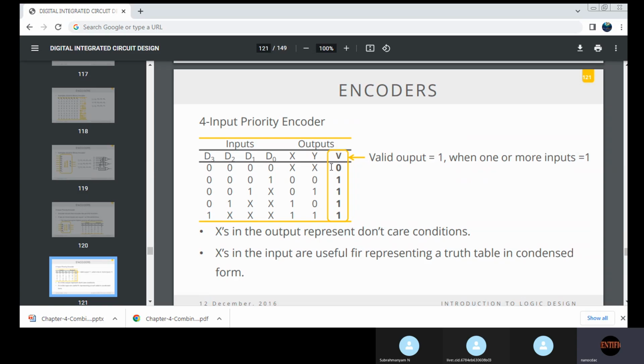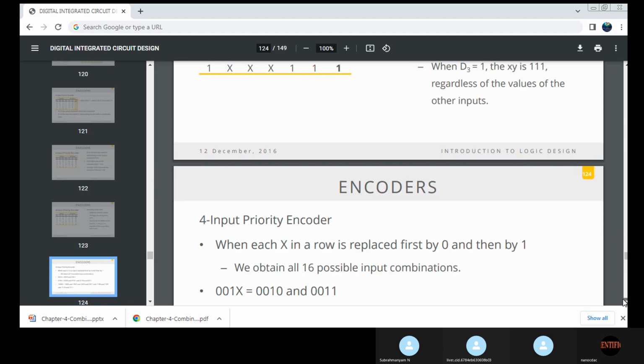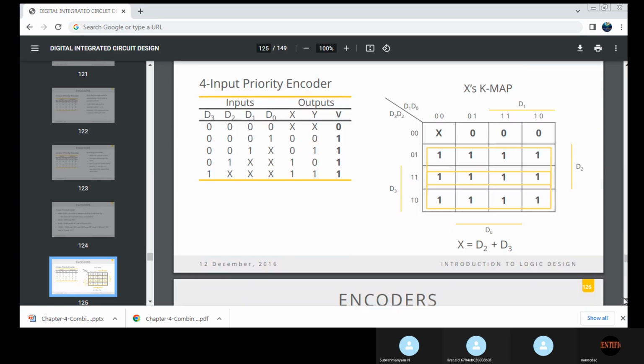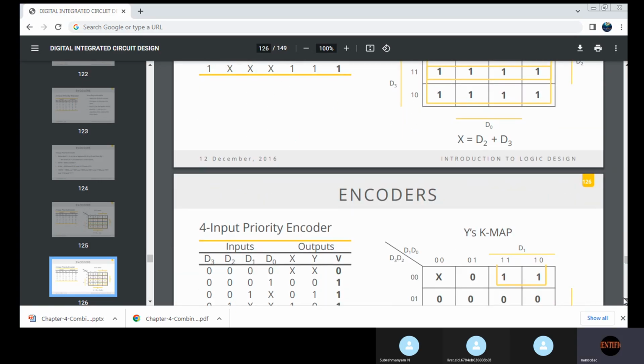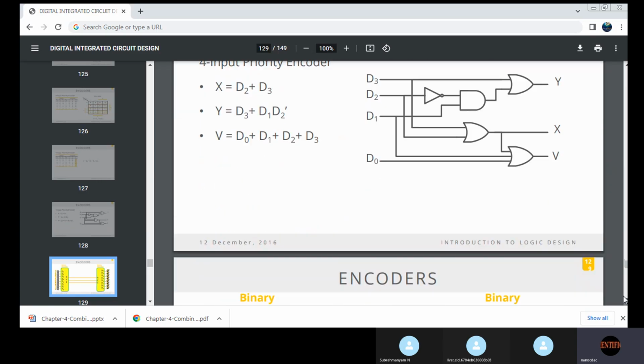Okay, so here V is taken as a valid output signal. When 1 or more inputs is equal to 1, then V will be equal to 1. Okay, this is the design of priority encoder. So you can go through this.